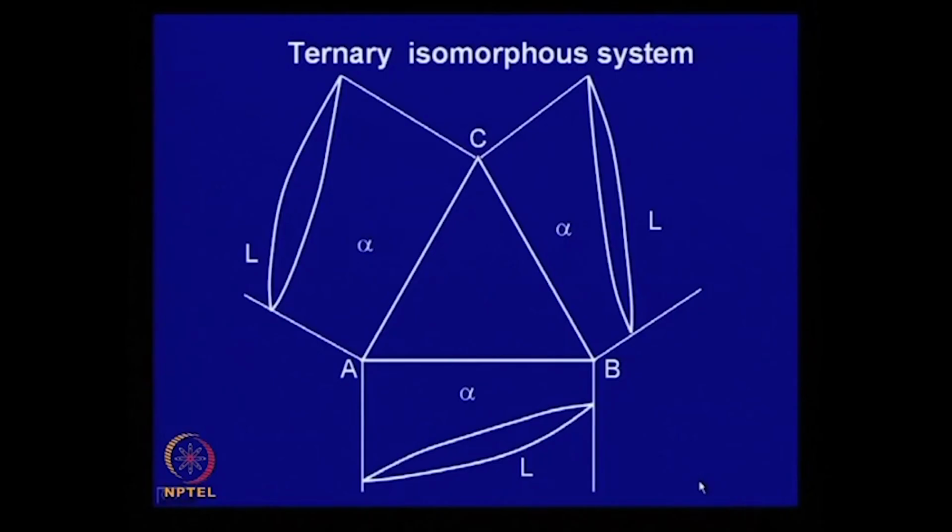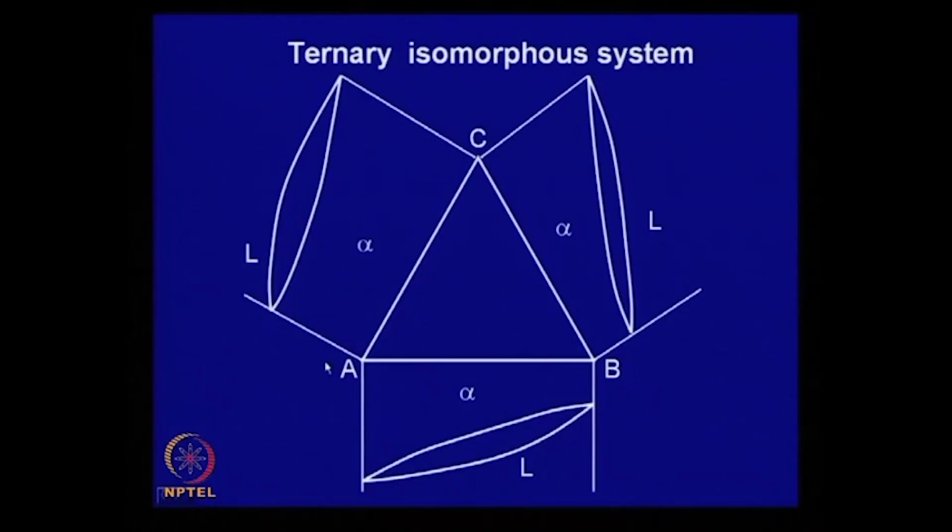Now, having done this, let us look at a ternary isomorphous system, which is shown over here. This is the composition triangle. In this case, each of the binary systems must also be an isomorphous system, which is shown here. We have opened up, trying to represent this in 2D. This is the composition triangle, and this point is pure A. Now, on this, we draw a perpendicular.